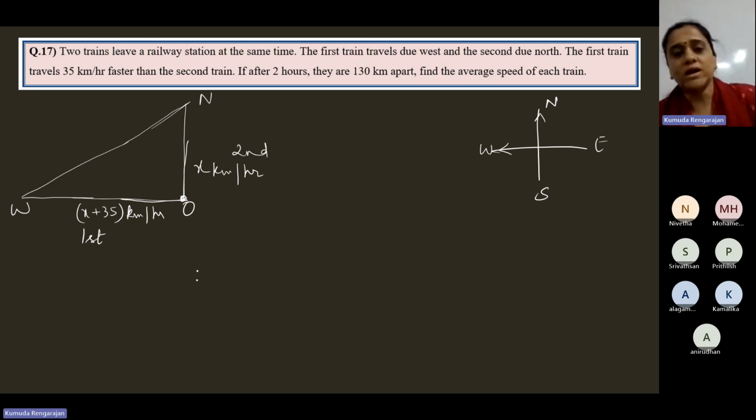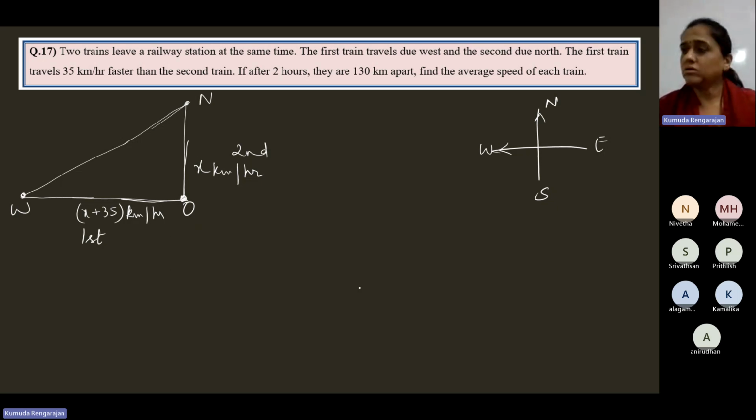If after 2 hours they are 130 kilometers apart. See, in mathematics, distance is the straight line connecting the 2 points. So at the end of 2 hours, the first train reaches this point. At the end of 2 hours, the second train reaches this point. Now the distance between the two, okay, 1 minute, let me do it more clearly.